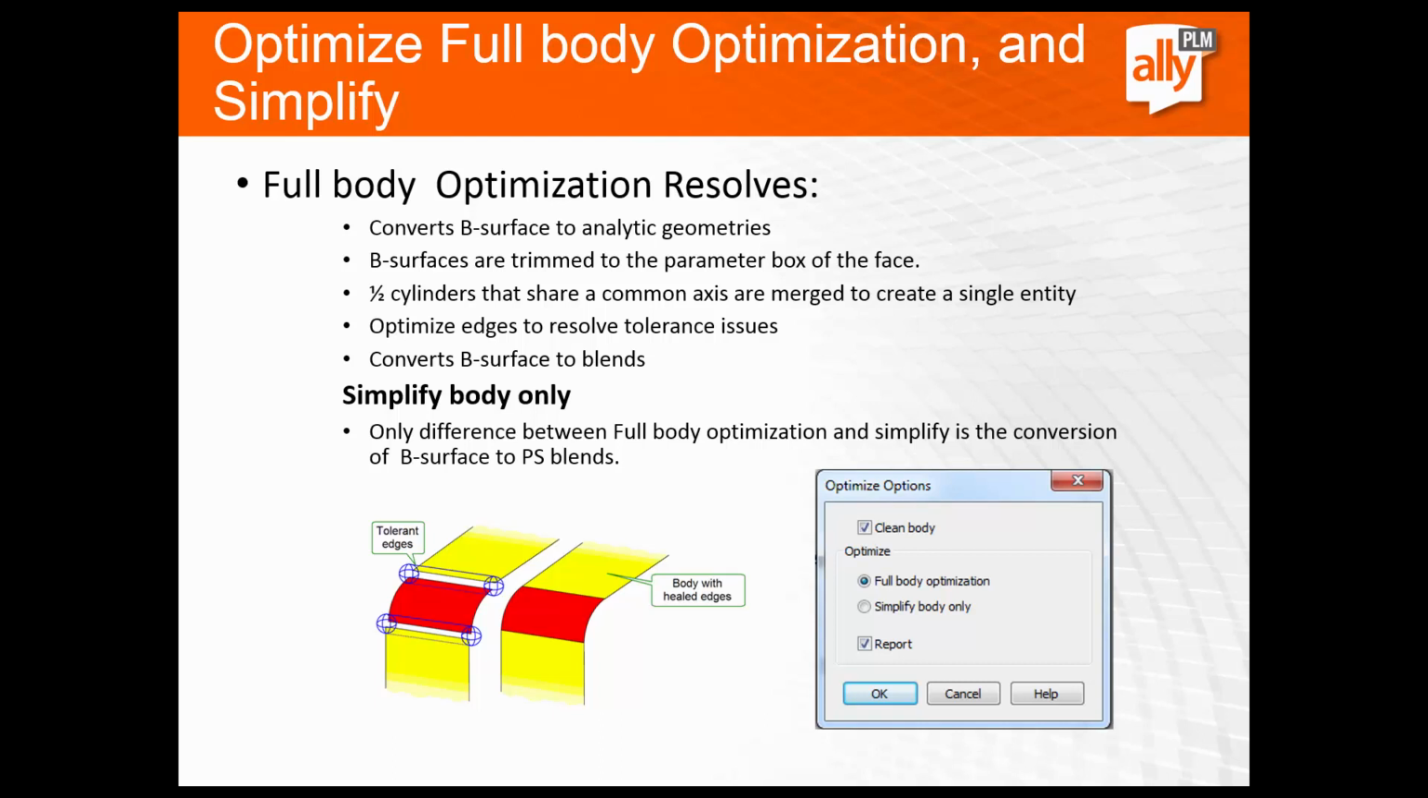With the simplify body only option, the only difference is the conversion of the B surfaces to the blends. That doesn't happen. We simplify everything else, but we don't convert the blends.